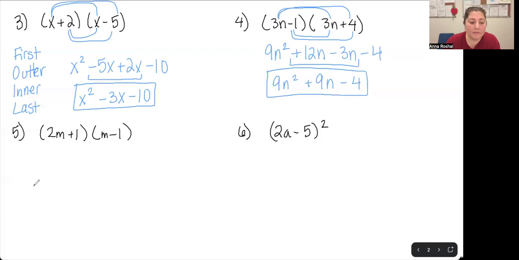So again, we could do this method, which is the area model, but I will save it for the next slide. So 2m times m is 2m squared. 2m times negative 1 is a negative 2m. 1 times m is positive 1m. 1 times negative 1 is negative 1. Again, I have these two that are like terms.